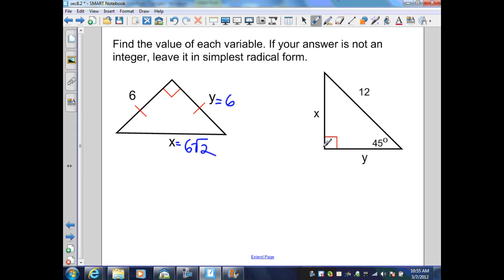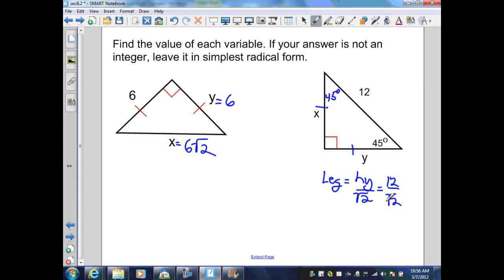Again, I'm given a 45-45-90 because if this is 45 and this is 90, by the triangle sum theorem, I know that this is 45 degrees. I'm given the hypotenuse, and I need to find the value of x and y. In this situation, I know that they are congruent because this is an isosceles right triangle. In a 45-45-90 triangle, I know from our formulas that the leg is equal to the hypotenuse divided by the square root of 2. Therefore, this is going to be 12 divided by the square root of 2.